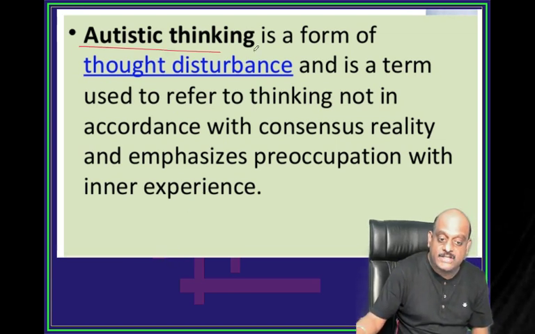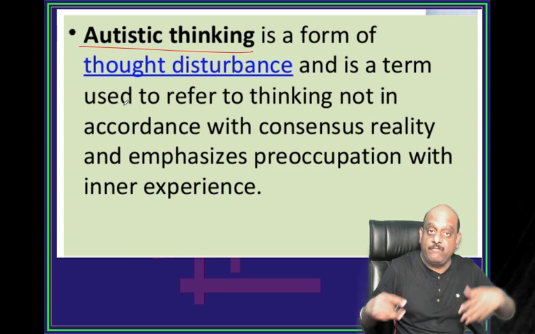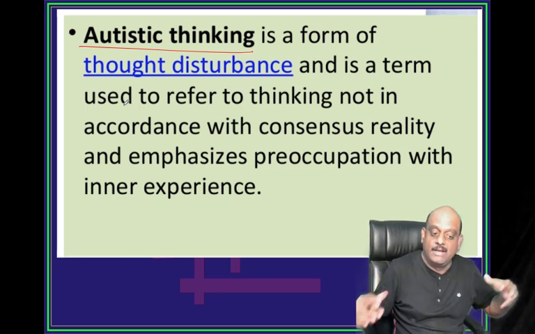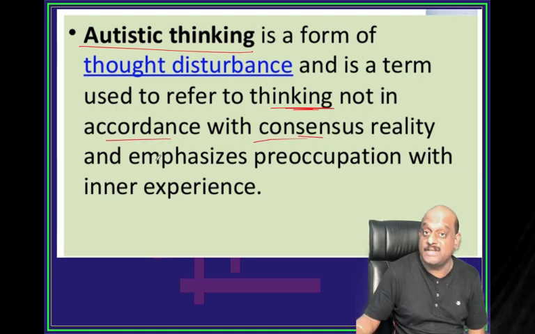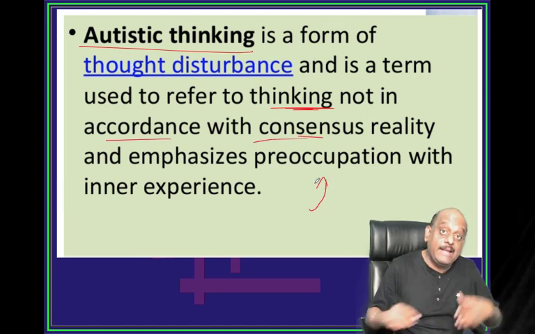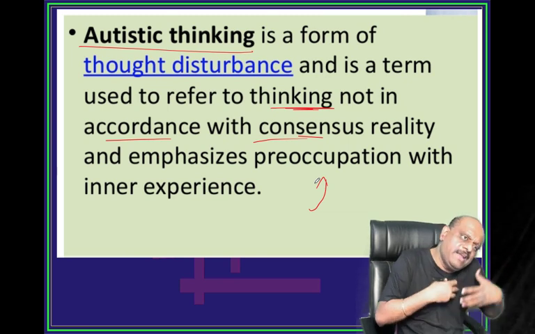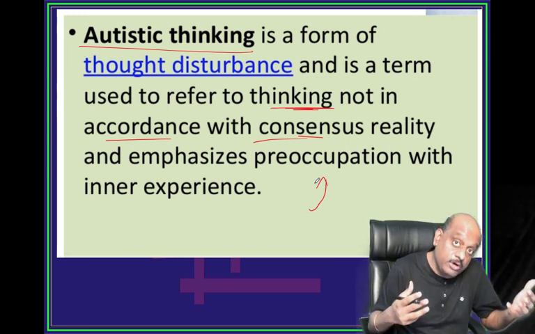Then autistic thinking. It is a form of thought disturbance where the thinking is not in accordance with the consensus reality, and it emphasizes preoccupation with some inner experience. That's called autistic thinking.